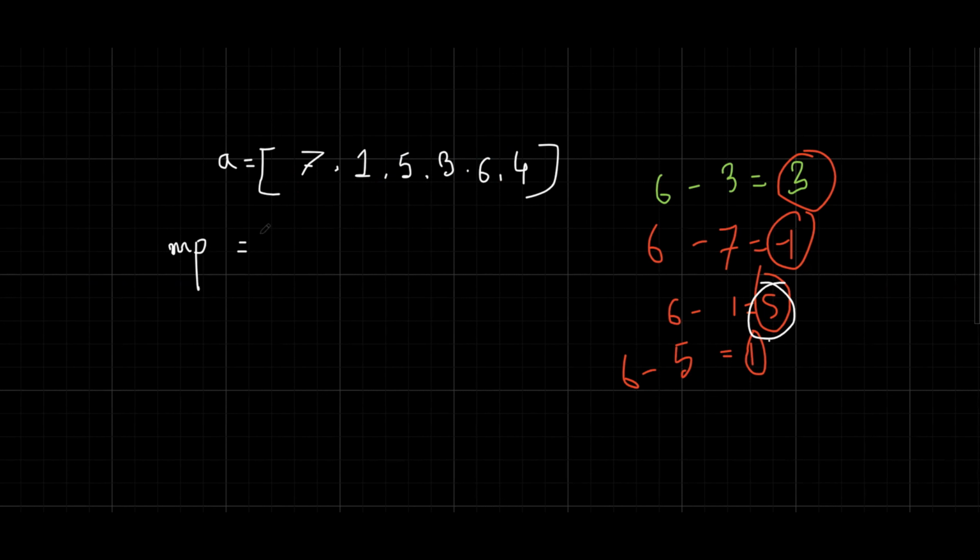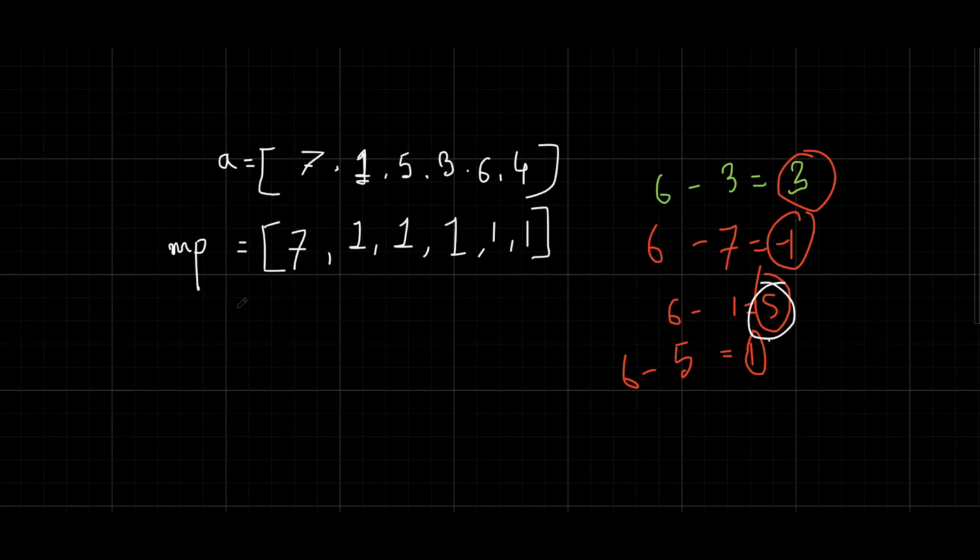Suppose for the first element, the map amount is 7. For the second element, the amount will be 1. For the third element, the minimum amount will be 1. For the fourth element, the minimum is 1 because the minimum of all of these 4 elements is 1. And similarly for the fifth and the sixth element.